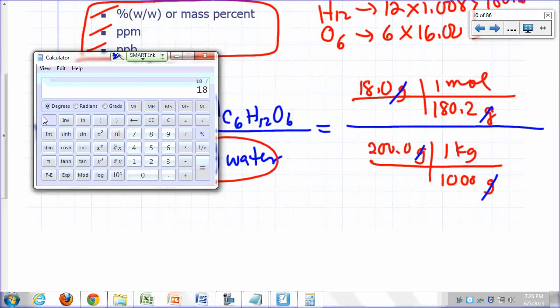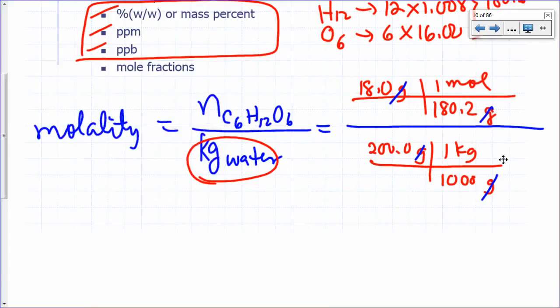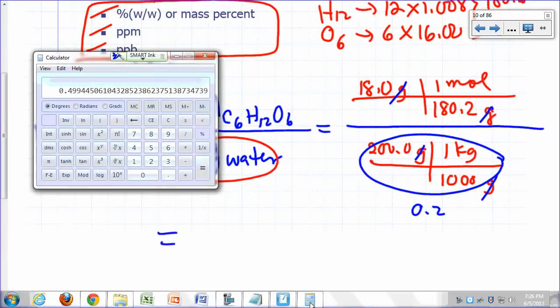18.0 divided by 180.2 divided by 200. I'm just going to divide that by 0.2. And that should give me 0.499. Why did I divide by 0.2? This thing right here, 200 over 1,000, that's 0.2. So this is going to give me 0.4994.